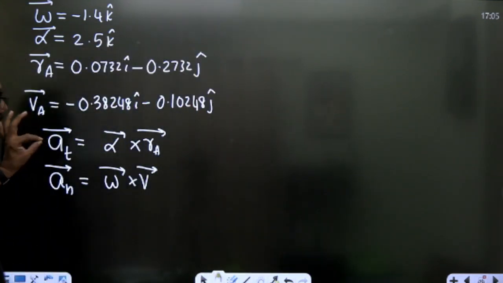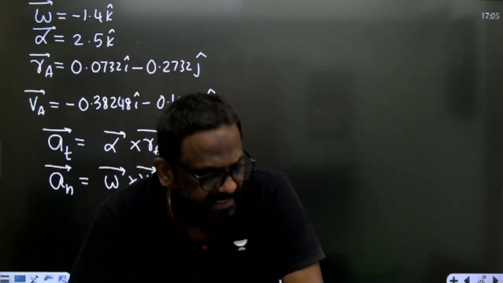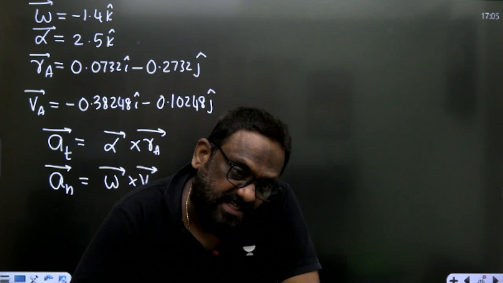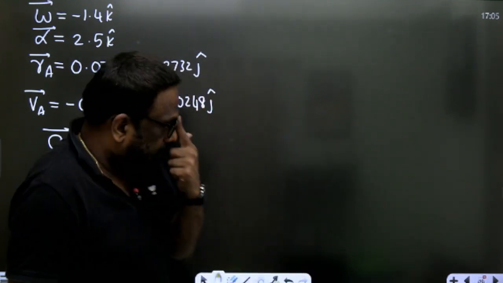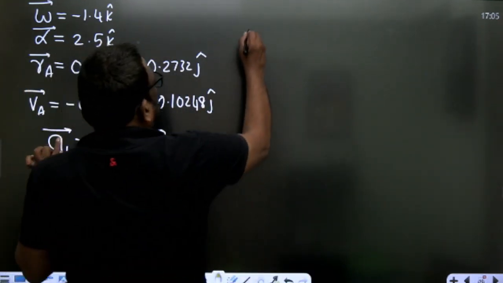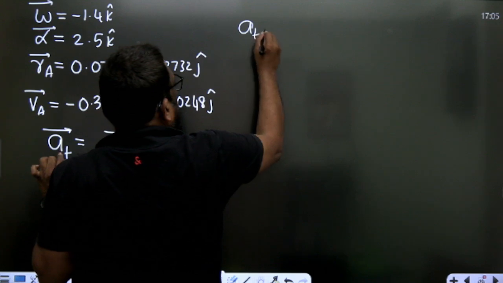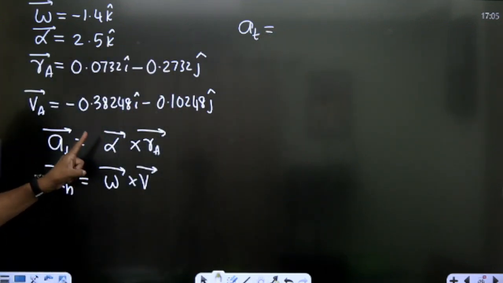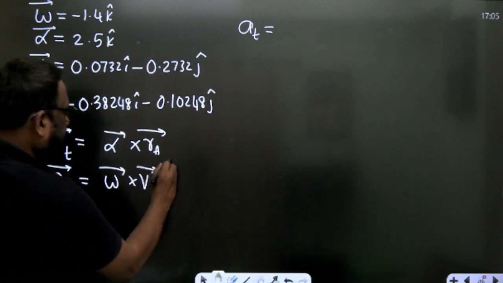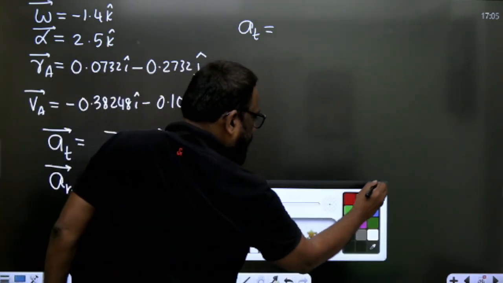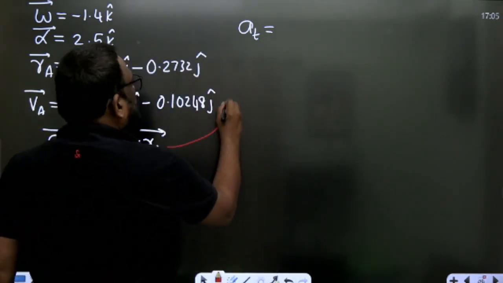Now first let me, who knows, tomorrow he may be asking simply the tangential acceleration, simply the normal acceleration. Look. Now, let us calculate the tangential acceleration. Look, sir, the tangential acceleration, alpha cross RA, tangential. My dear friends, what did I say?